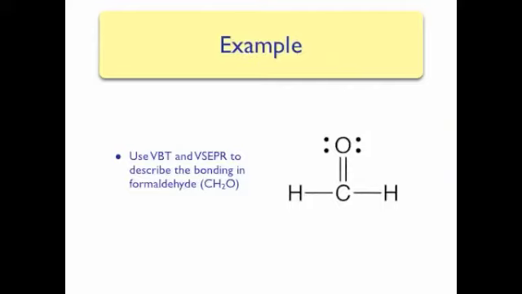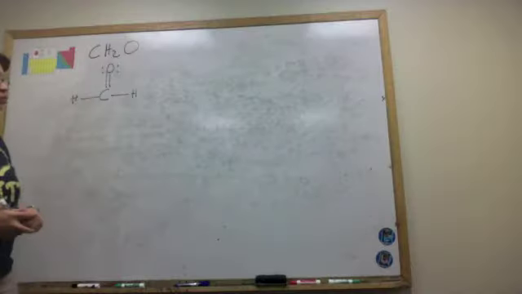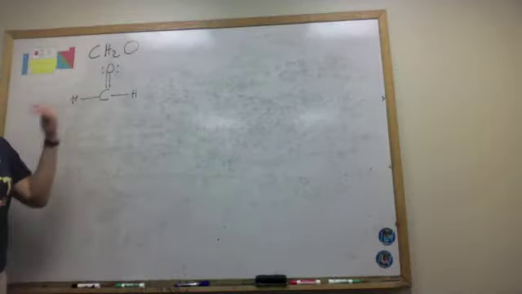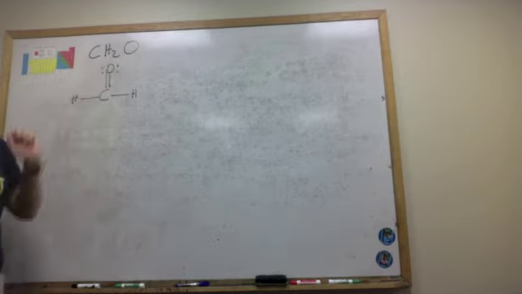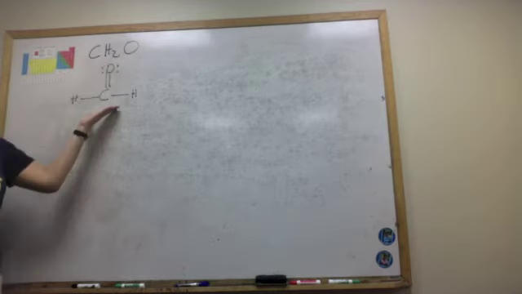In the following example, we will use valence bond theory and VSEPR to describe the bonding in formaldehyde, whose Lewis structure appears on the right-hand side of the screen. We're going to use valence bond theory to describe the bonding in formaldehyde, which is CH2O. The Lewis structure is provided for us right here.